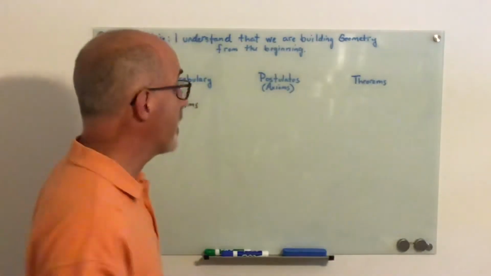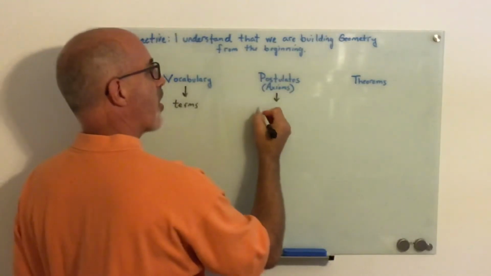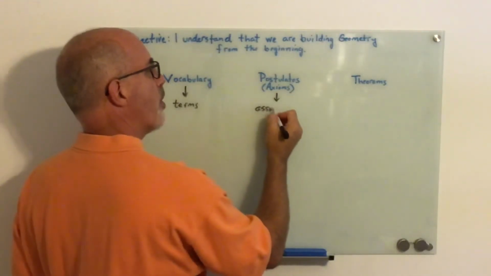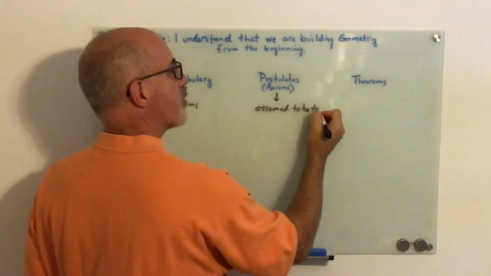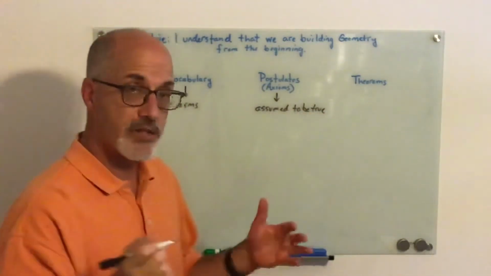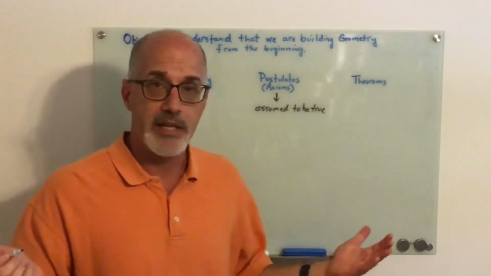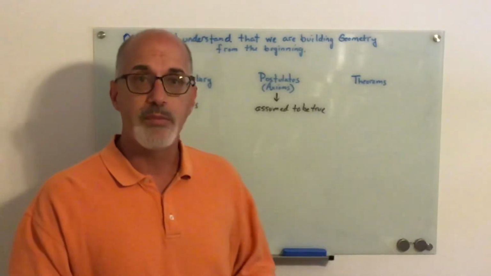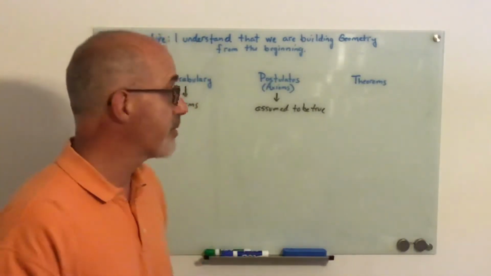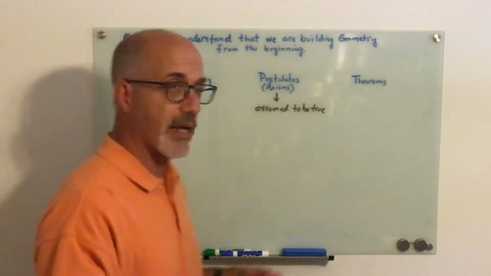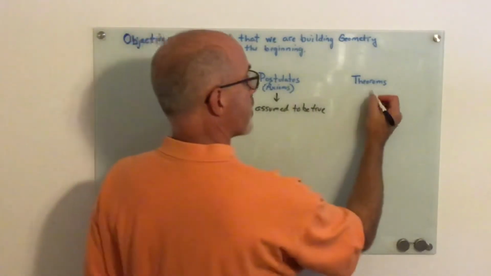Postulates, on the other hand, and sometimes we call them axioms, are assumed to be true. We have to start somewhere. And so when we start our system of building geometry, we're going to assume some things to be true. As an example, if we've got two lines that intersect, we're going to assume that they intersect in one point rather than in 2 points. So that's something that would be a postulate to start off with early in building our geometry system.